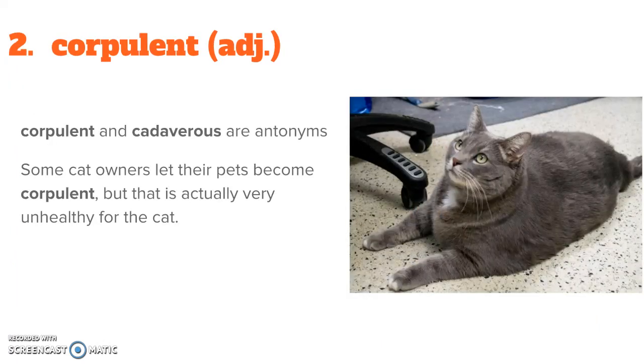Number 2 is corpulent, which is an adjective. Corpulent and cadaverous are antonyms of each other. So corpulent means fat or stout, having a large and bulky body, and cadaverous, as we saw on the last slide, is very thin and bony. So they're antonyms of each other. Some cat owners let their pets become corpulent, but that is actually very unhealthy for the cat.